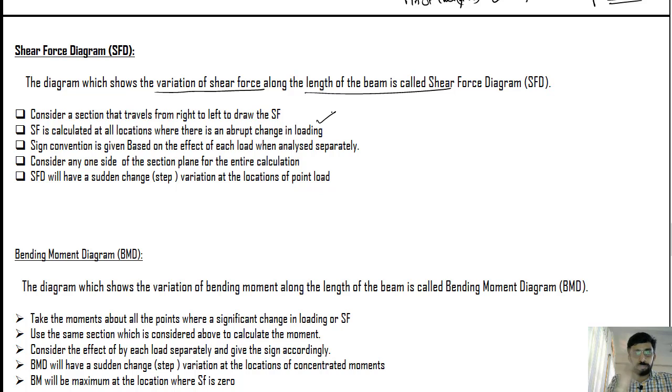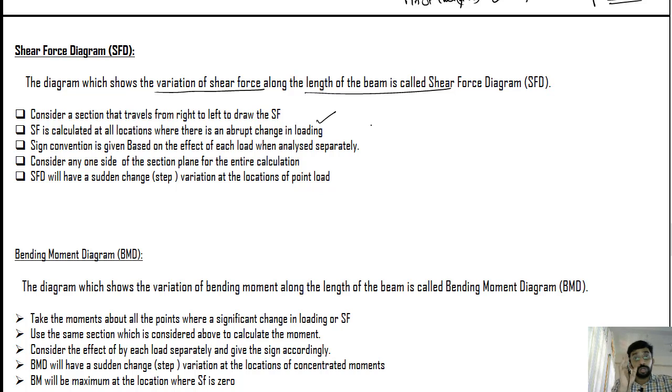Because if you take a section from left to right, we can have infinite sections. So that's not possible. So we'll be limiting our section to some particular areas, and that particular area is the one where there is an abrupt change in the loading. And sign convention should be based upon the individual loads. We have to consider individual loads based on the section, and we have to give the sign.